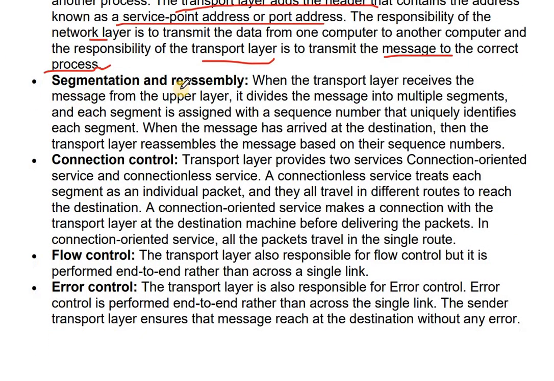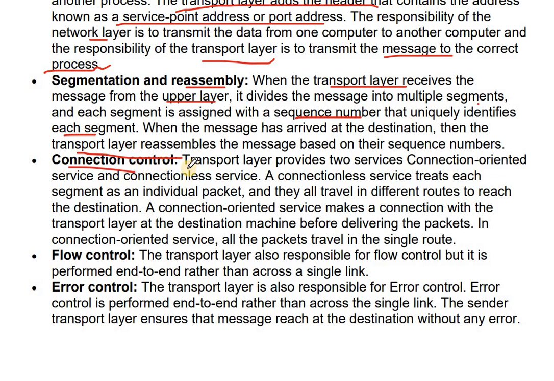Now, segmentation and reassembly. When the transport layer receives the message from the upper layer, it divides the message into multiple segments, and each segment is assigned a sequence number that uniquely identifies it. When the message has arrived at the destination, the transport layer reassembles the message based on their sequence numbers.